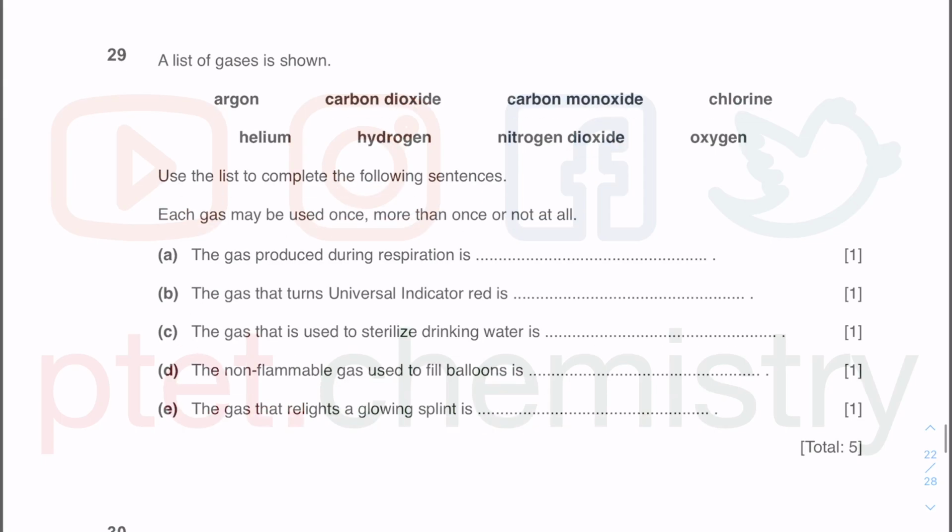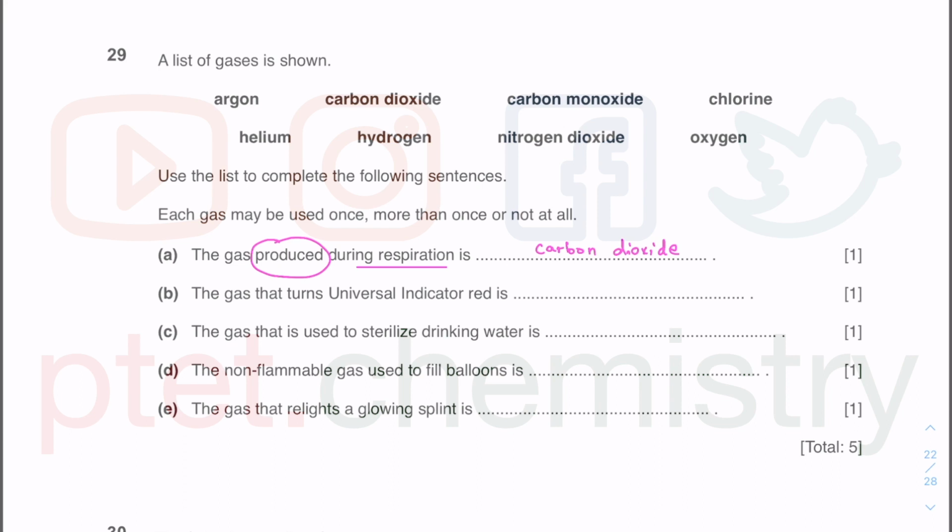These are a list of gases, so we have to associate these with the description. When you respire, so we are breathing out. Respiration is us taking in oxygen, but then they say the gas produced. So what do you produce? You will produce carbon dioxide, because then photosynthesis from the plants will take in the carbon dioxide and produce oxygen.